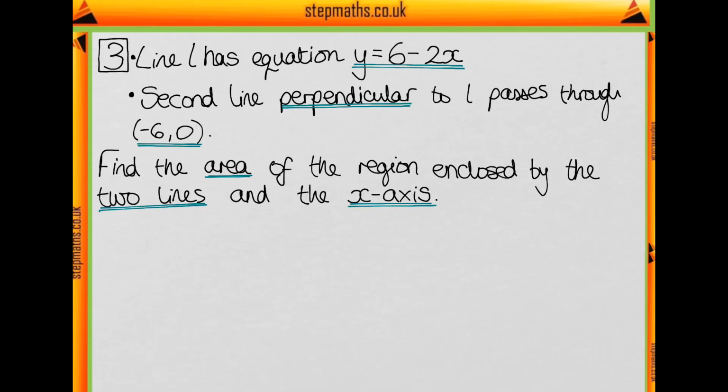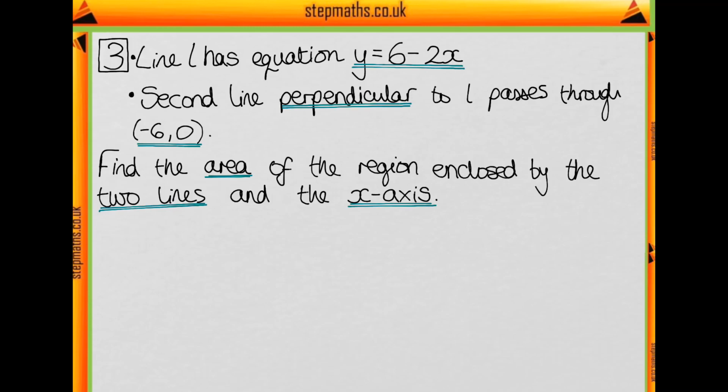This is question 3, and we have a line with equation y equals 6 minus 2x. We now have a second line which is perpendicular to this first line, so it's at a right angle to this first line, and it passes through (-6, 0). We want to find the area of the region enclosed by the two lines and the x-axis.